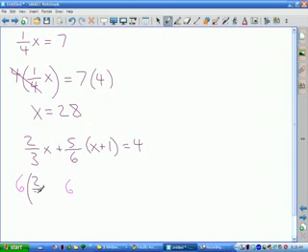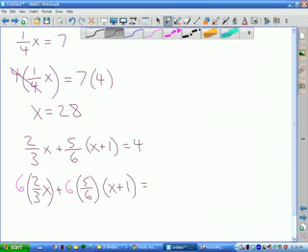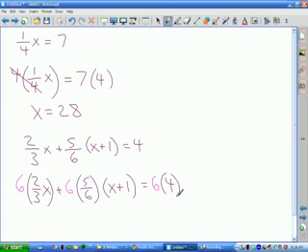Okay. So here we go. Here's 6 times 2/3 x plus 6 times 5/6 x plus 1 equals 6 times 4. Like that. Okay. Now notice I did not multiply 6 by each of these. I multiplied 6 by this, and notice that will cancel here. I didn't say 6 times this and this, because these are just looked upon as one factor or one term. Okay. You're not going to multiply by both of them.